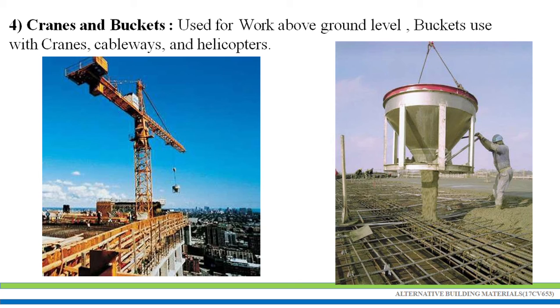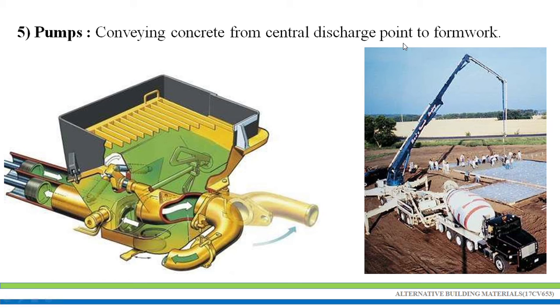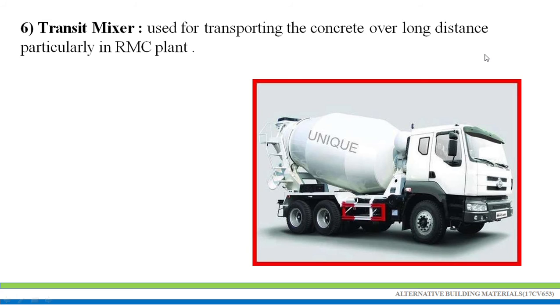So for high story building, we can use cranes and buckets. So this is equipment mainly used for the transport. Next, pumps can be used, conveying the concrete from central discharge point to the formwork, or we can use transit mixture. So that is from the RMC plant.